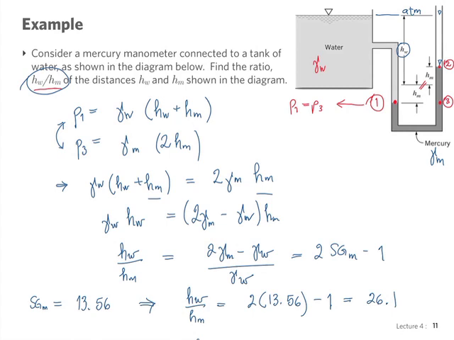So the trick of this whole gamut of problems with manometers is to look always at 2 points which have the same fluid at the same height. And that's going to be the key to write down an equation, as you can see here. P1 equals P3. And then I can follow the columns of liquid and build my equation on the basis of this observation. Yes?